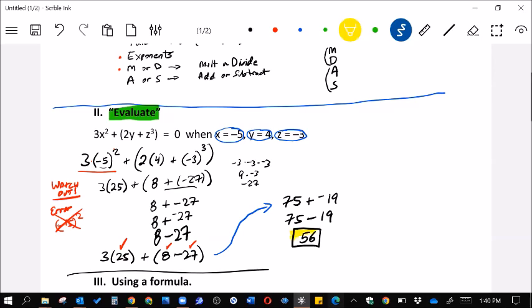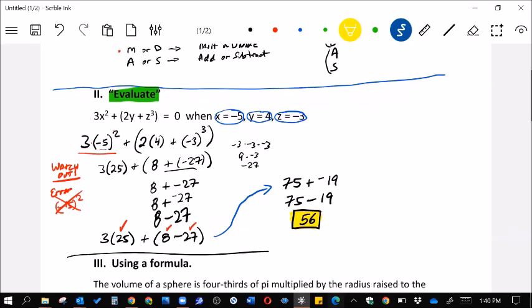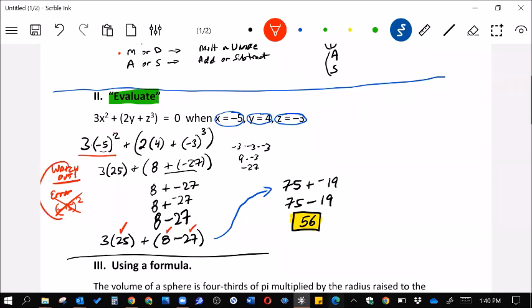So the correct answer here is 56. Watch out for those errors, specifically this one. All right, and if you do a plus minus in any other way than making it minus, then that's an error.